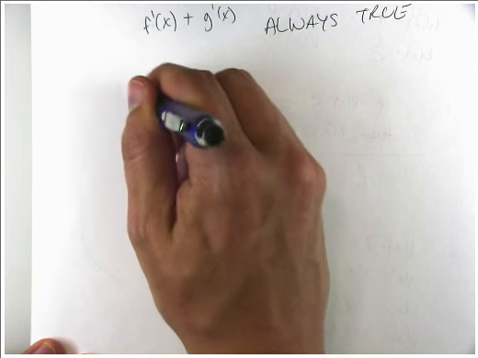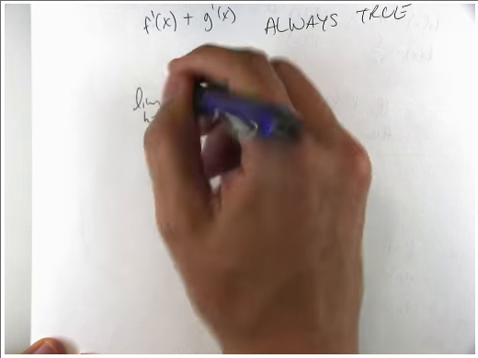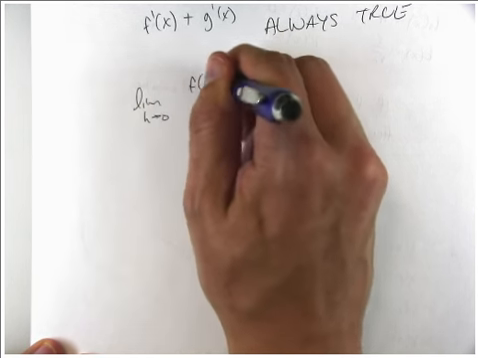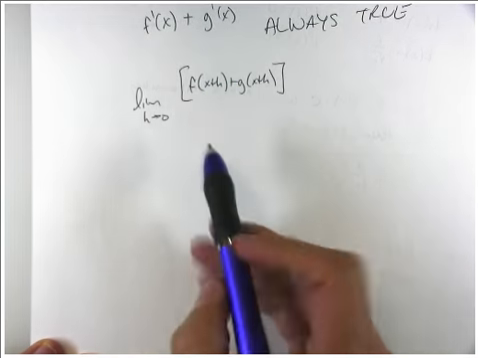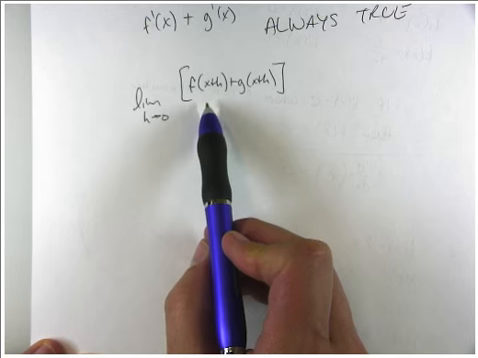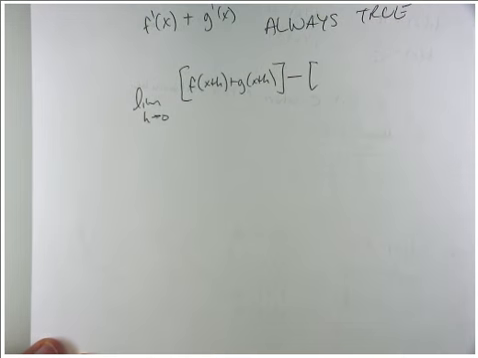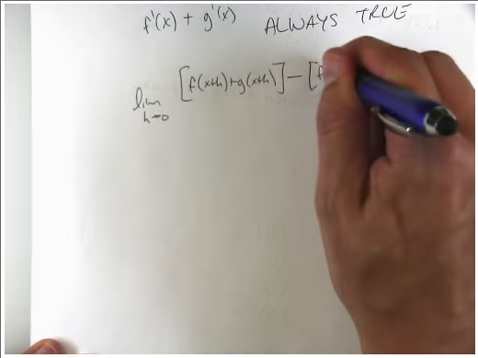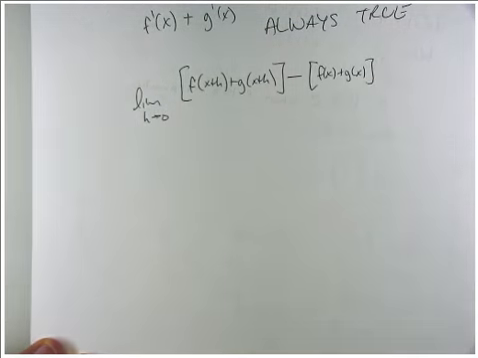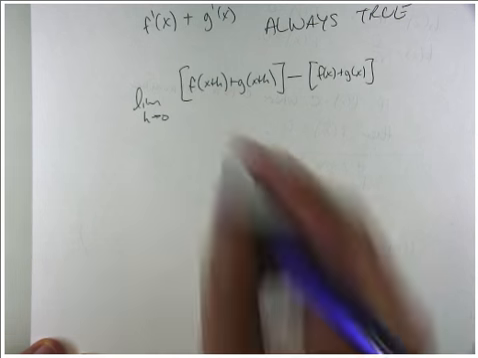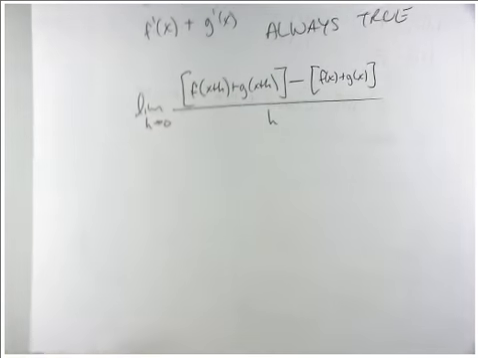It's going to look like the limit as h approaches 0 of f of x plus h plus g of x plus h. Okay? Here's what happens if I plug x plus h into everything. I'm going to subtract what happens if I don't have that little h in there. So minus f of x plus g of x. Right? F of x plus g of x. There it is by itself. And I'm going to divide by h.